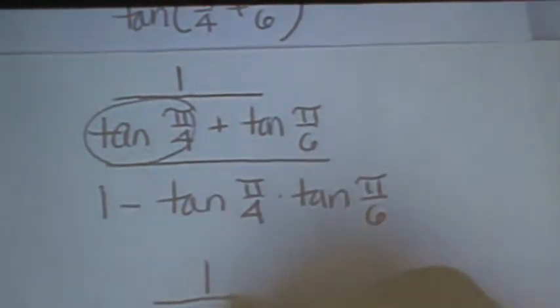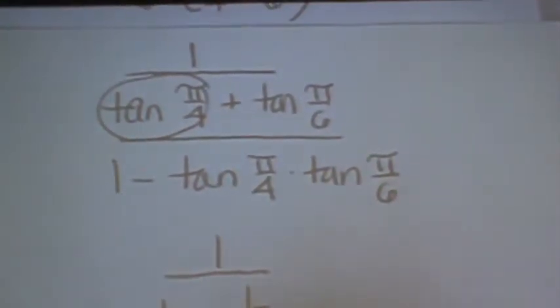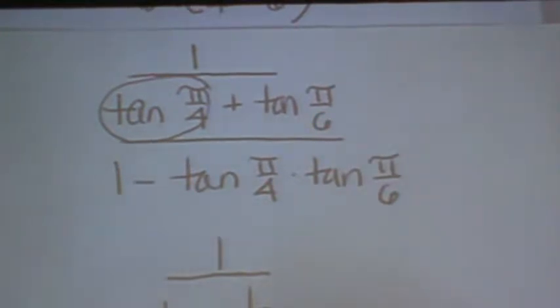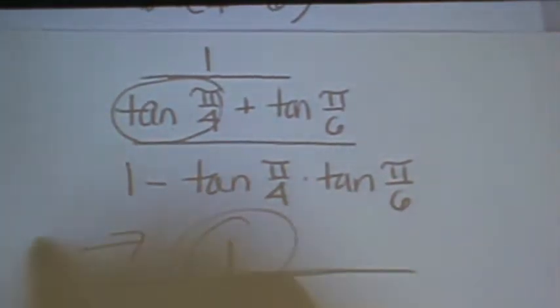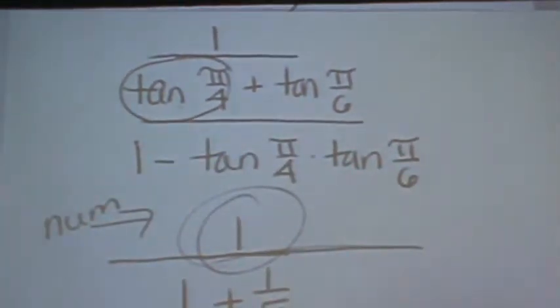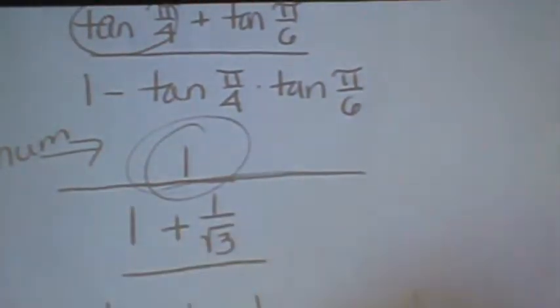I'm just going to leave it as 1 over root 3. Now we have 1 minus the product of these, 1 times 1 over root 3. Remember, this is your numerator right here, and this is your denominator. All this is in the denominator. Your job is to get all this together, and then you're going to flip and multiply. So let's ignore this right now and just work on this piece right here for a second.